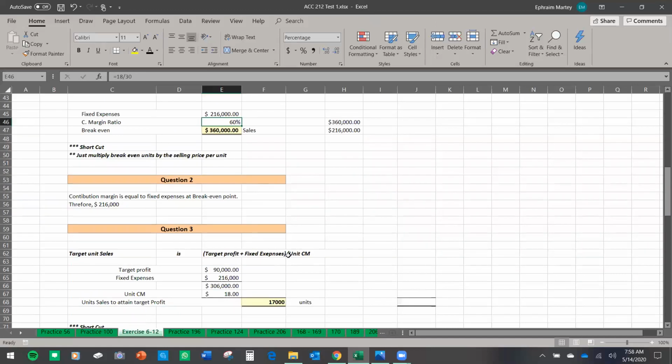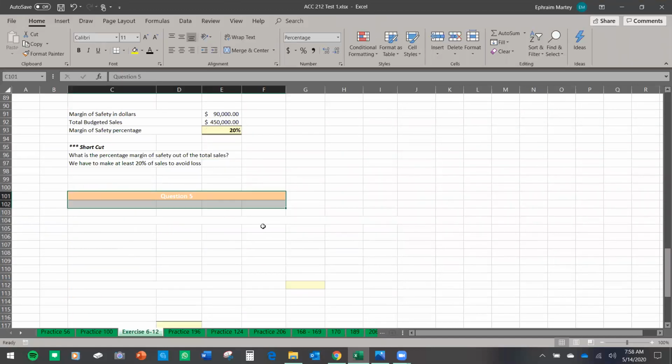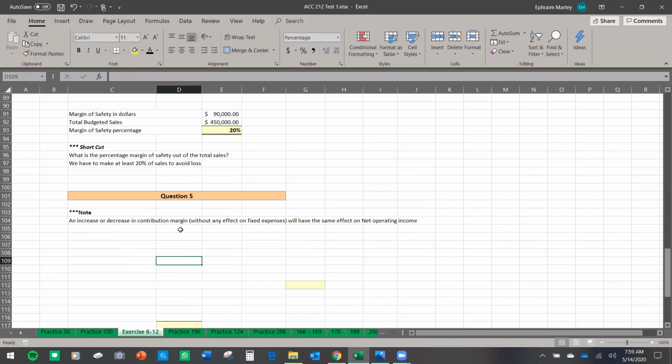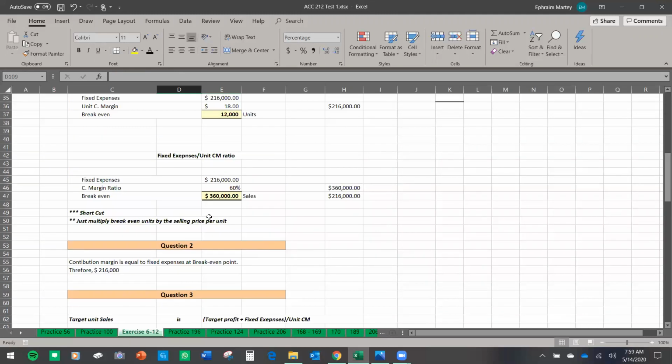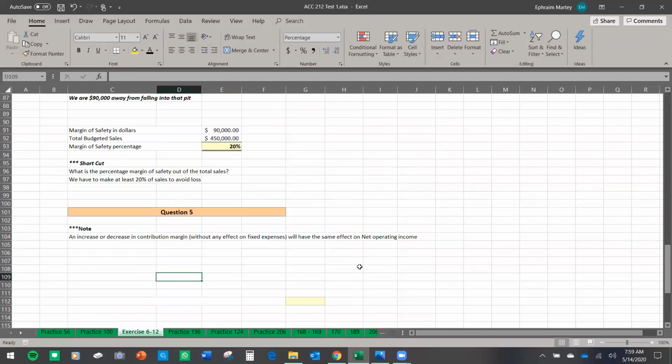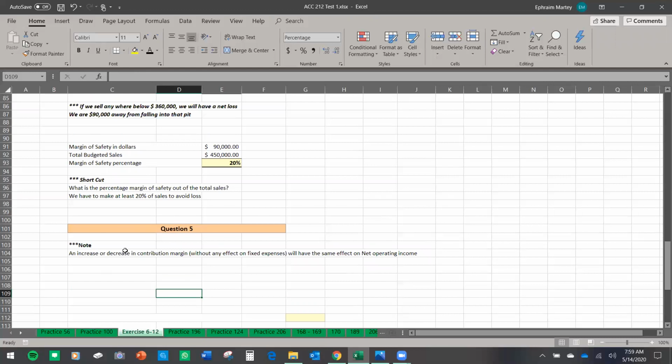So now let's go ahead and do that. That's what I explained. An increase or decrease in contribution margin will have the same effect on net operating income. We have been asked to find the net operating income. Also take note: if sales increase and nothing happens to fixed expenses, the increase in contribution margin will be the same increase in net operating income or profit, or the decrease will be the same decrease in net operating income or profit.